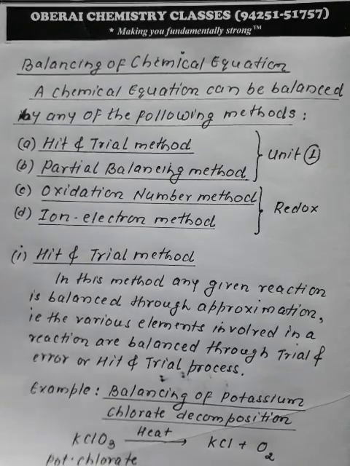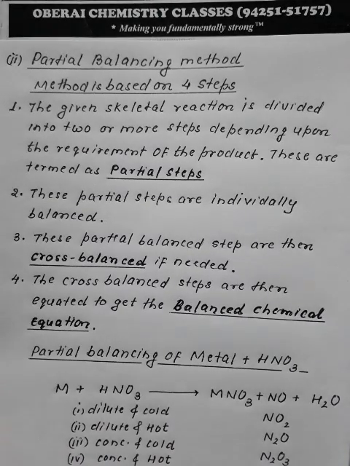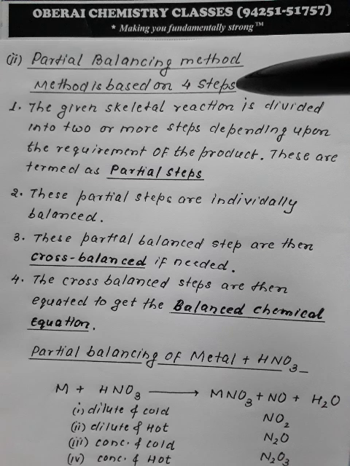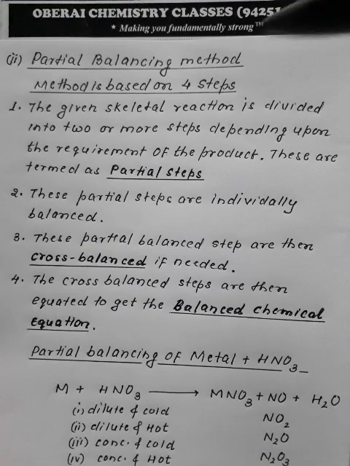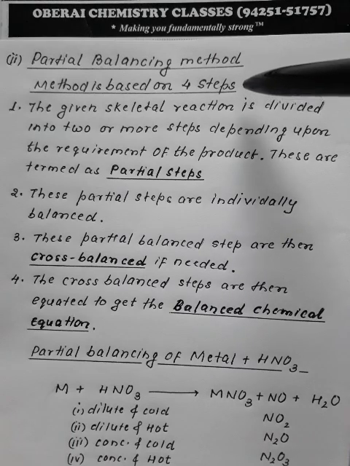So let us begin with a topic called partial balancing of chemical equation, how a chemical equation can be balanced based on the partial balancing method. In a partial balancing method, few steps are involved. Now we say that partial balancing method is based on four fundamental steps. Let us discuss these steps one by one.